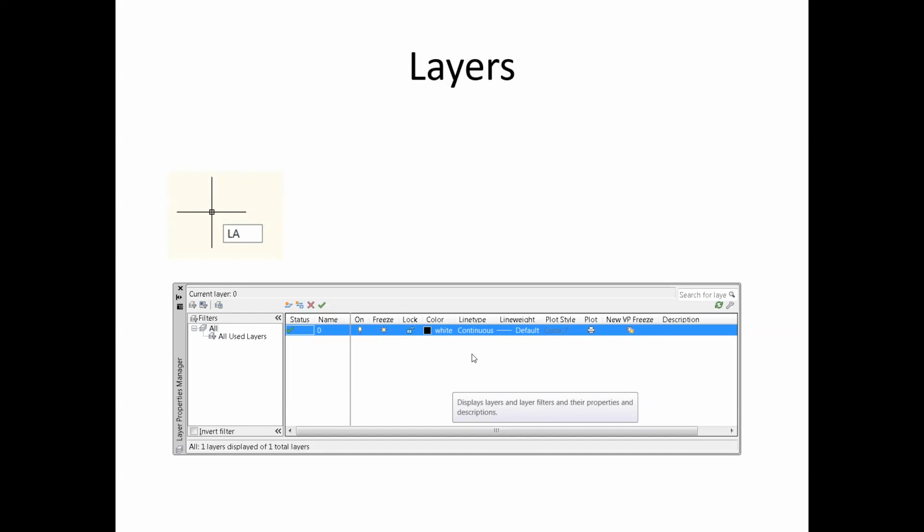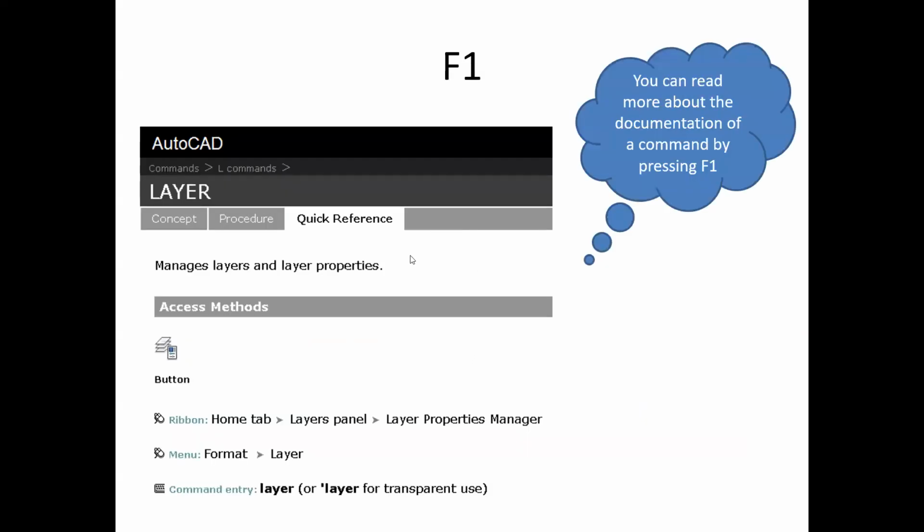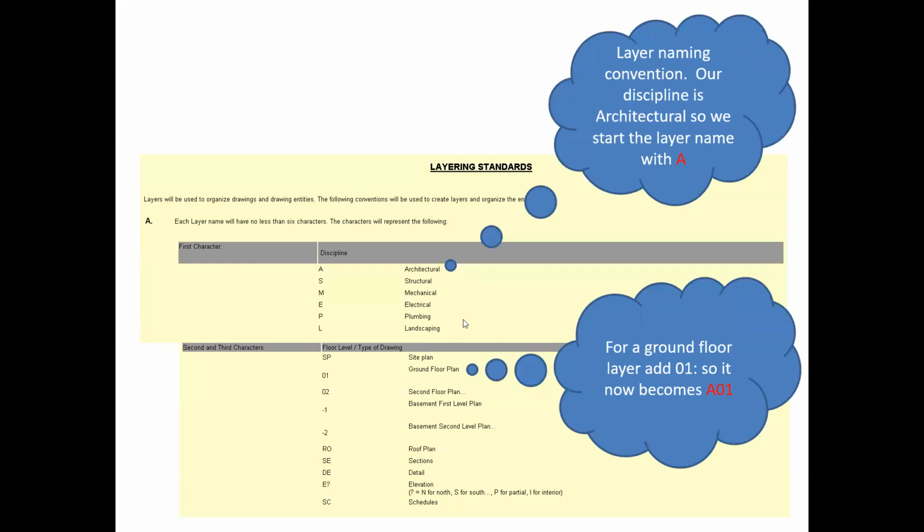So those are layers. Now, to learn the different commands, it's always nice to look at the documentation for each and every command by pressing F1. So I've learned AutoCAD this way. And if you want to learn more about these commands, just simply press F1 and type the command.